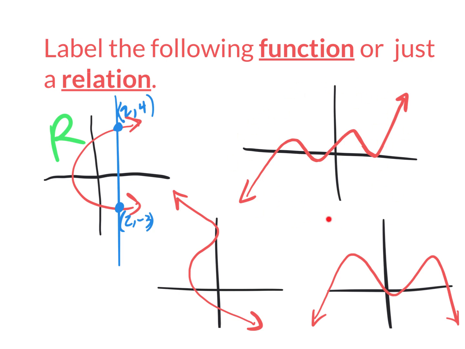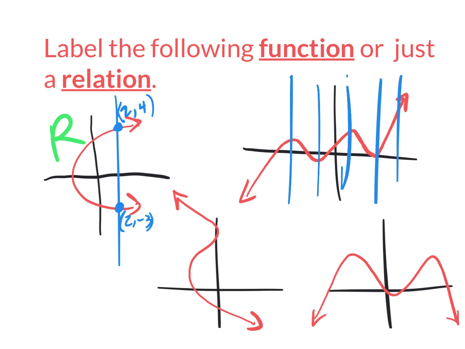Function or a relation? Function. If you draw a vertical line, any vertical line, like, let me just draw one randomly right there, how many times does it touch the red graph? Once. How about here? Once. How about there? Once. No matter what vertical line you have on it, it's only going to cross it once. So this is for sure a function.